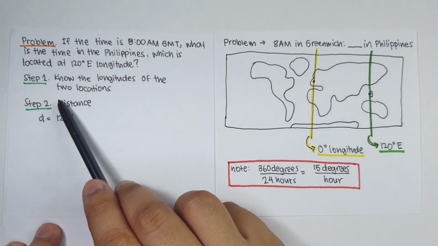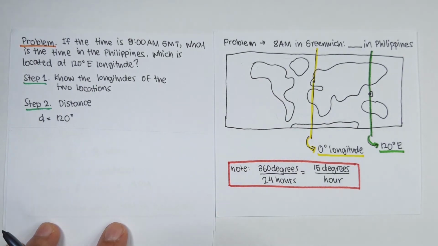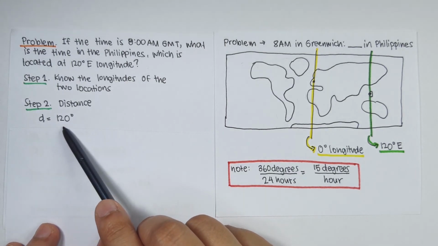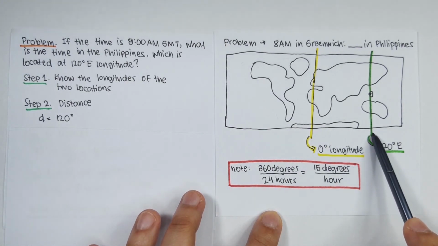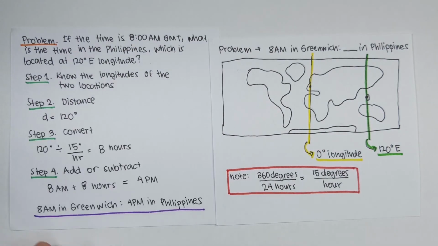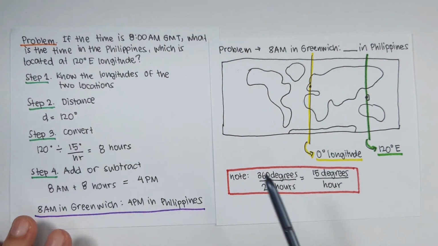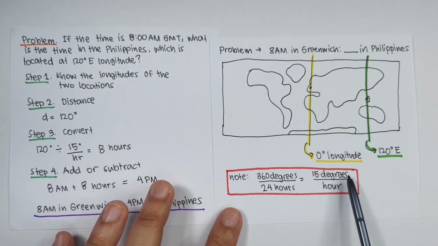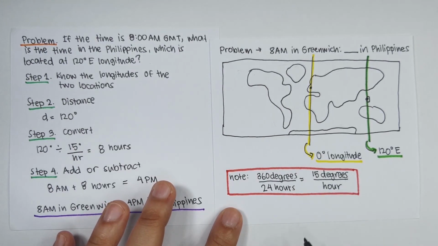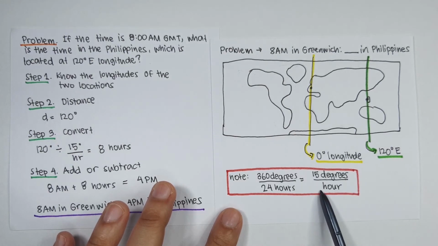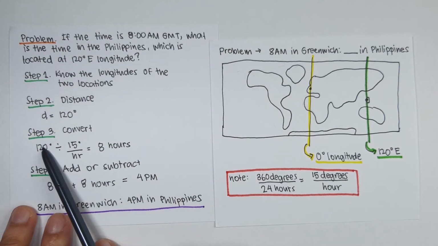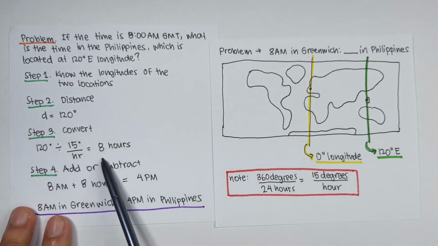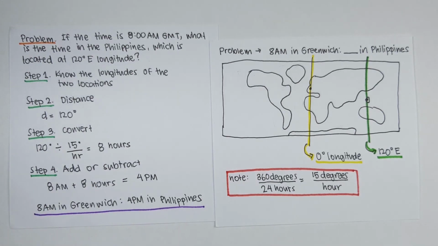Step number 2 is to get their distance apart in terms of longitude. So that is simply their distance apart is 120 degrees. From 0 to 120, that's 120 degrees. Step number 3 is to convert. Again, the Earth is 360 degrees and in a day we have 24 hours. So that's 15 degrees per hour. So every 15 degrees longitude, that is 1 hour time difference. So 120 degrees divided by 15 degrees per hour, that's 8 hours. So 8 hours is the time difference between Greenwich and the Philippines.